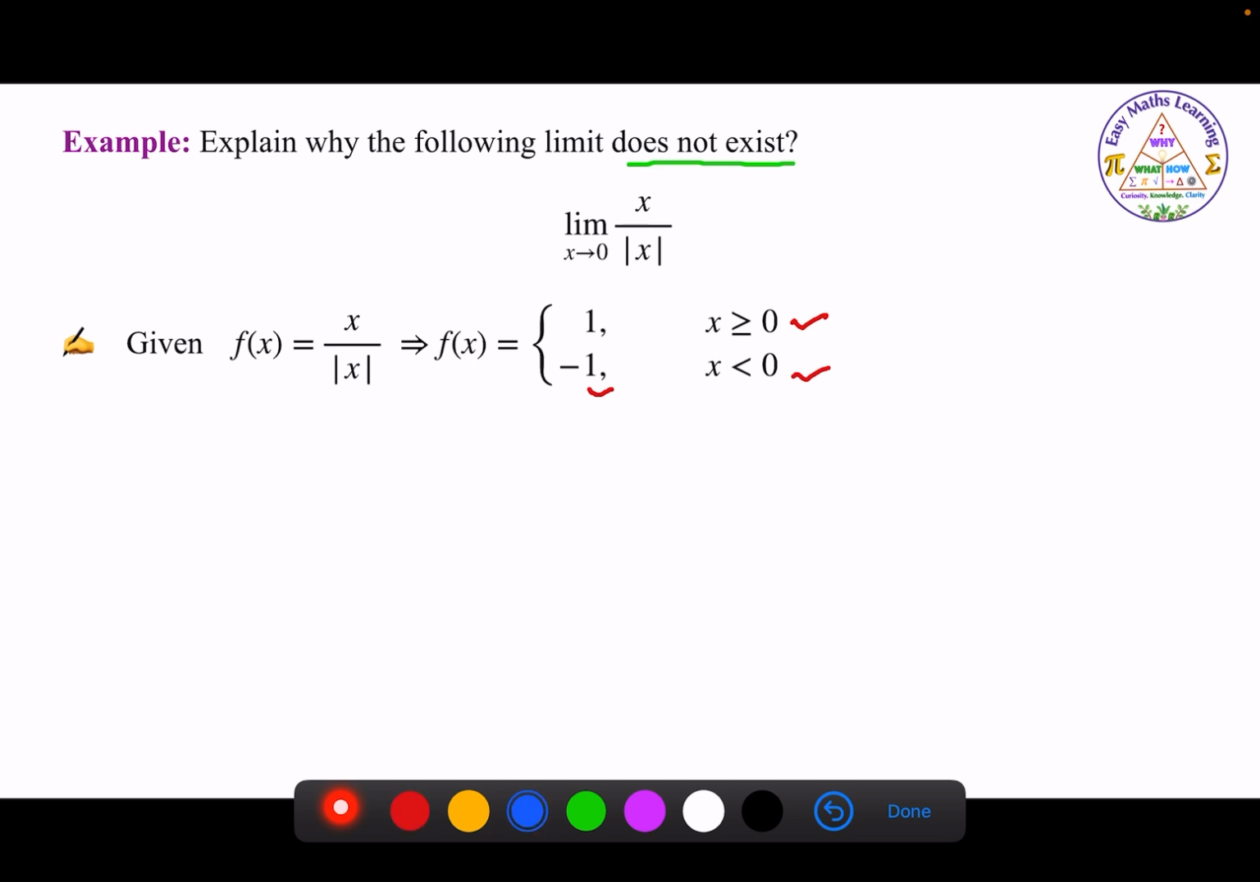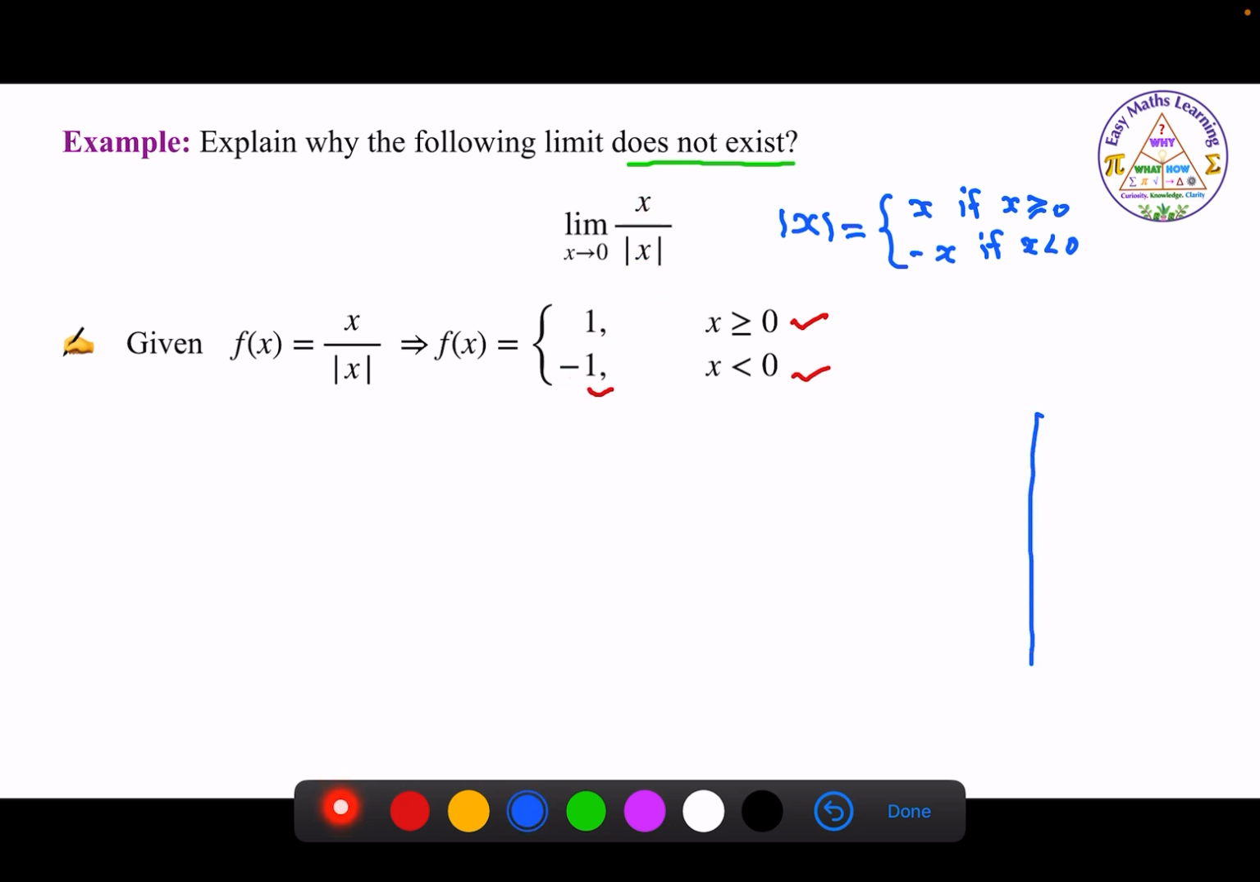How are we getting it? By using the definition of the modulus function. Mod x is x if x is greater than or equal to 0, and it is minus x if x is less than 0. So if x is positive, we will have the function x by x, which means 1. If x is negative, then x by minus x means -1.